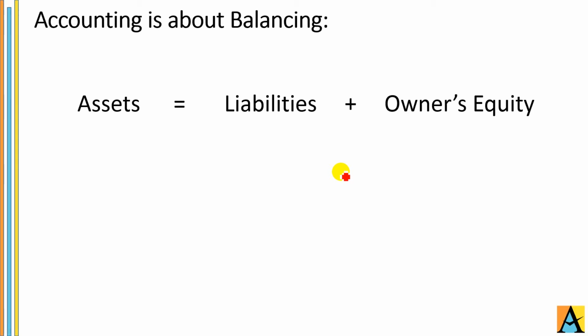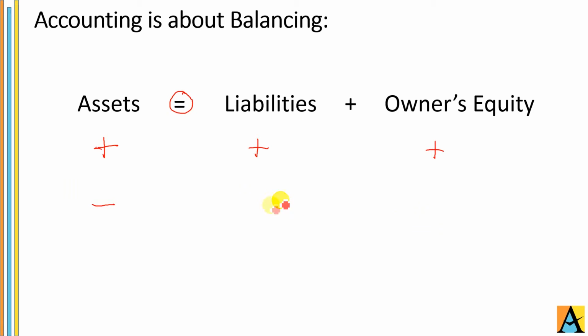So this being said, I mentioned that this is an equation. Whatever happens to one side of the equation has to happen to the other side of this equal sign. Which means if your assets went up, then either your liabilities went up or your owner's equity went up, or it could be a combination of both depending on what the transactions are. Likewise, if your assets went down, then either your liabilities went down or your owner's equity went down. So whatever happens to one side happens to the other.